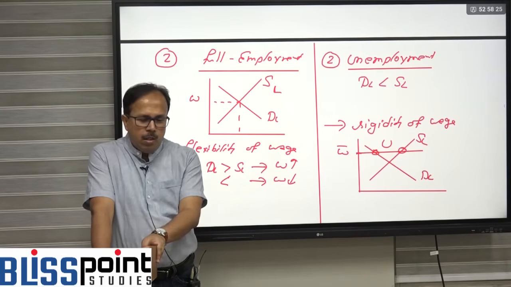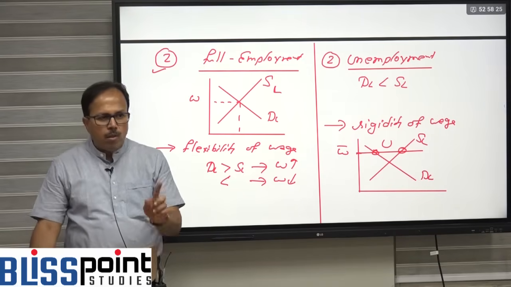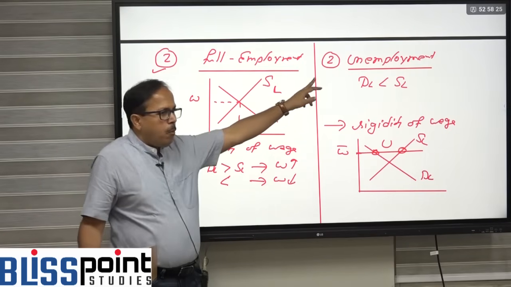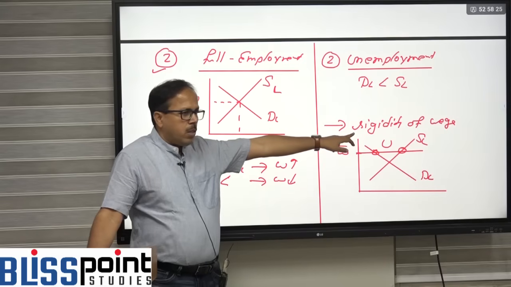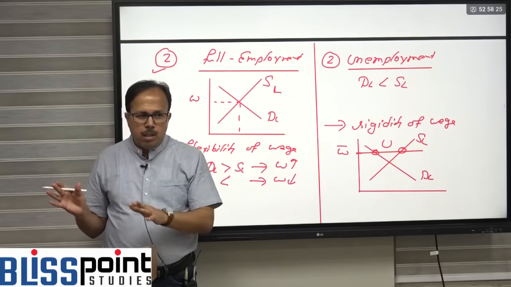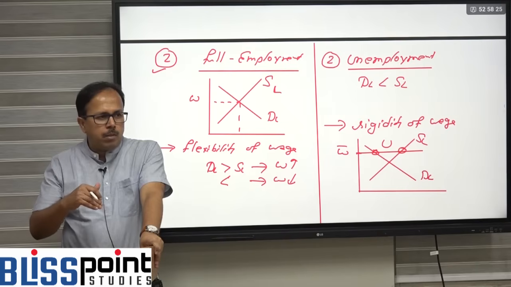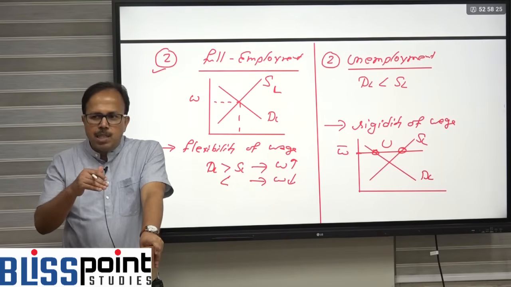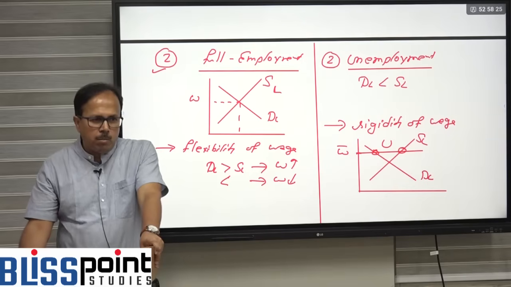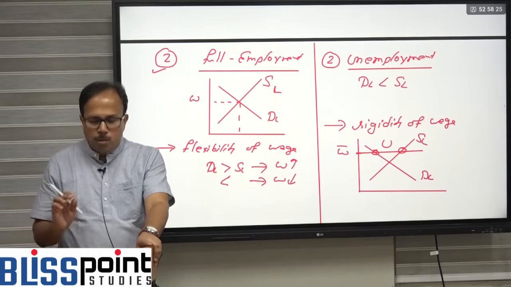So the second major difference is what the classical model assumes: flexibility of wage, and in Keynesian, due to rigidity of wage. Okay, both have provided their own reason. So whenever you study any model, follow their assumption. If you are studying the classical model, follow classical assumption. If you are studying the Keynesian model, follow Keynesian assumption. Each model will be consistent only when you follow their assumptions.